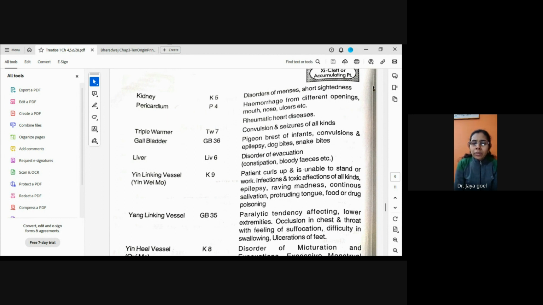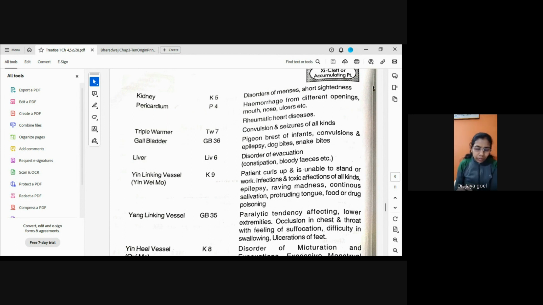Liver 6 treats disorders like constipation and bloody feces. If someone is passing blood in the feces, then the treatment should be given on Liver 6.